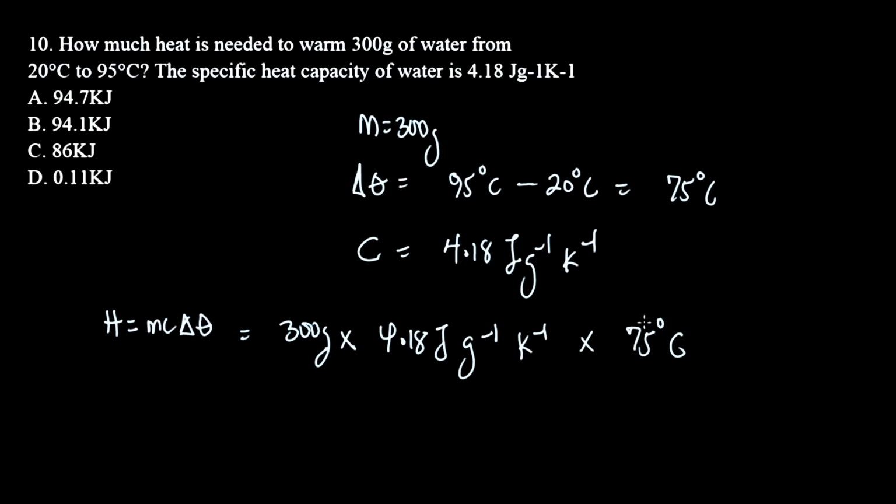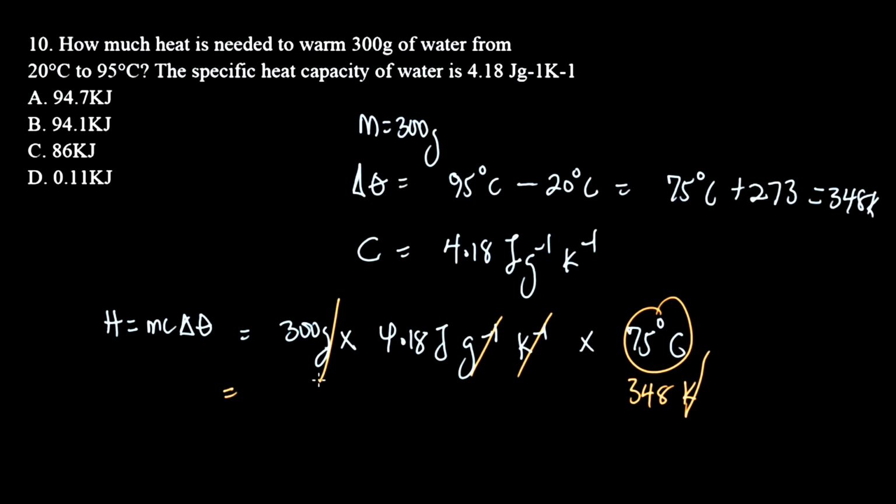So we are working with Kelvin here because the specific heat capacity is specifying the temperature to be in Kelvin. So this cannot work together. We need to convert this to Kelvin also. So that will be plus 273, and therefore we have it to be 348 Kelvin. So the next thing we need to do is cancel, this cancels out, so this becomes 348 Kelvin, and this cancels out as well. So we are left with 300 times 4.18 times 348 joules, right?